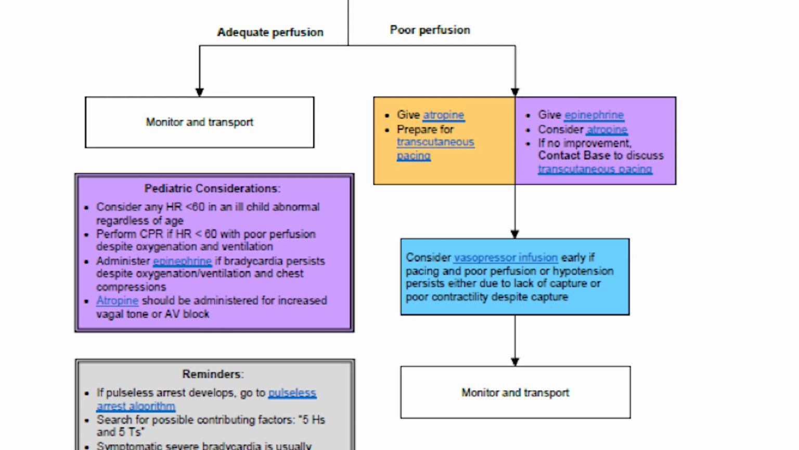Looking at this poor perfusion protocol, if we decide we are going to go ahead and treat this patient, we can start with some atropine. 1 milligram of atropine is going to be our initial dose for our patient, and we can increase that if we needed to. If that isn't being effective, we are going to go ahead and start pacing this patient. We'll use our cardiac monitor to pace this patient. Here at South Metro, we want to use anterior-posterior pad placement for pacing our patient.